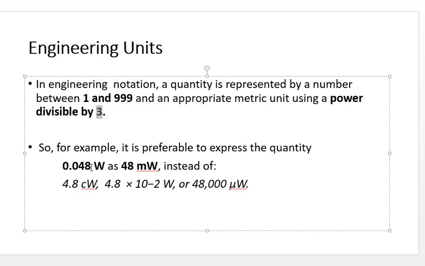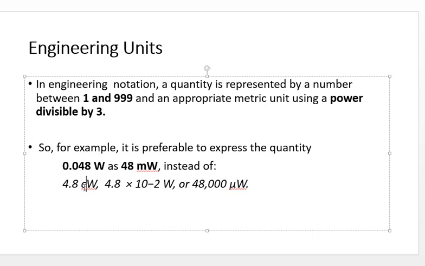For example, meron kang 0.048 watts. Ano bang mali dito? Diba? Sabi, we write the numbers between 1 and 999. So, most probably, hindi ito siya pwede. So, we can rewrite this one as 48 milliwatts. Bakit milli? Kasi, yung lowest divisible by 3 is 3. So, we have to move this 3 decimal places, which makes it 48 milliwatts. Okay? So, milli divisible by 3, pasok, check. Itong 48 is between 1 to 999, check. So, ibig sabihin, ito yung pinaka-suitable na way on how we write this 0.048 watts.